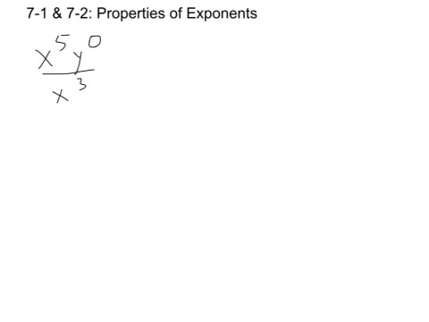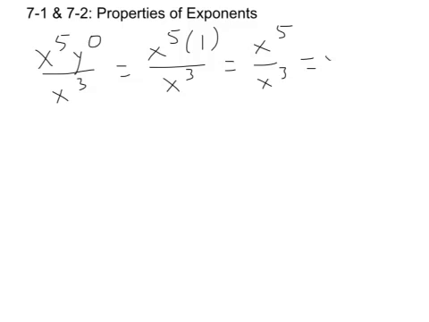The next one uses our zero exponent property. Anything raised to the 0 power is 1. So we've got x to the 5th, y to the 0. So this is the same as x to the 5th times 1 over x to the 3rd. So this is the same as x to the 5th over x to the 3rd. And now we can use our quotient of powers to get x to the 5 minus 3, which is x squared.